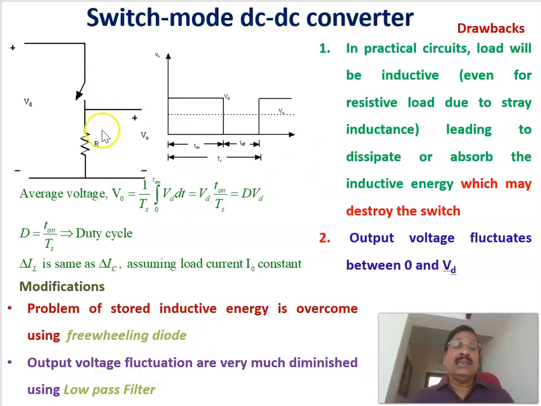Now let us see that in the next slide. That is the modification of this very simple circuit: how to form a buck converter by introducing a freewheeling diode, that is to protect the switch, and second, by introducing a low pass filter in order to get the average DC output voltage.